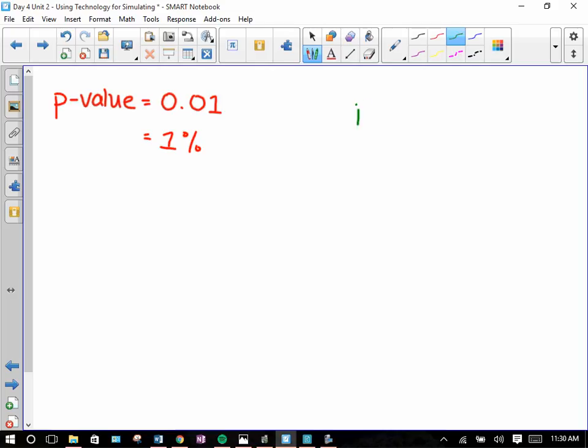The p-value, first and foremost, is a percentage. Okay? It is a percentage.